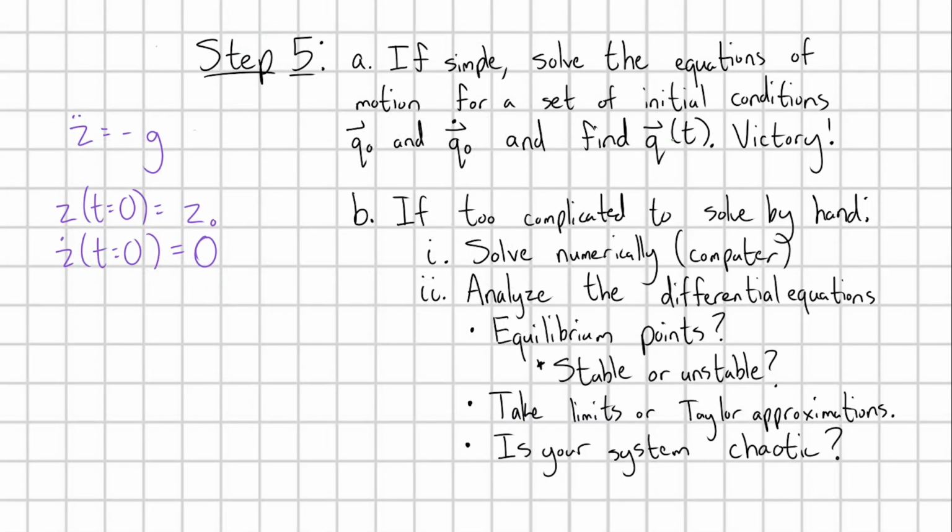Okay, so we have our equations of motion for our system. If these are simple differential equations, great. Let's just go ahead and solve the equations of motion by hand for a set of initial conditions, q naught and q naught dot. And we can find our coordinates as functions of time, and we win. If our system is too complicated, though, that's okay. We don't need to give up, right? We can still solve the system numerically with a computer, for example.